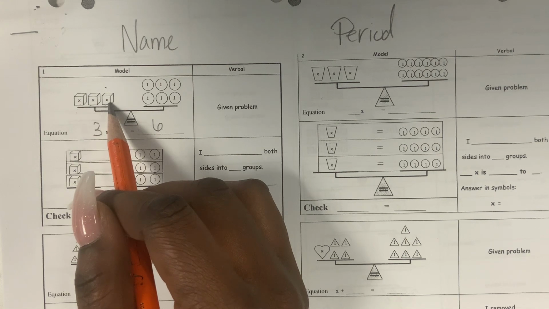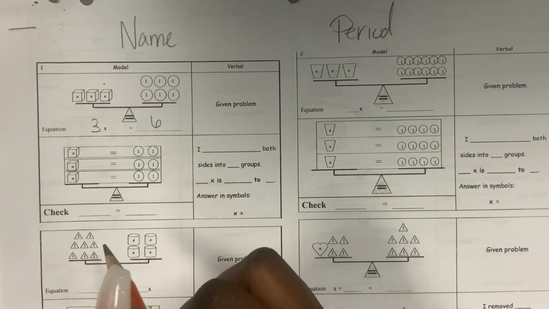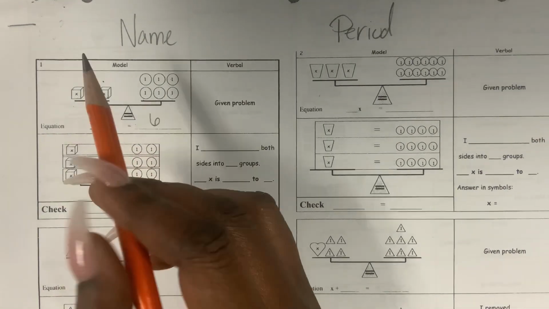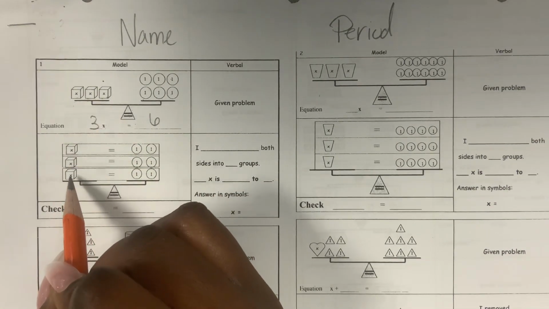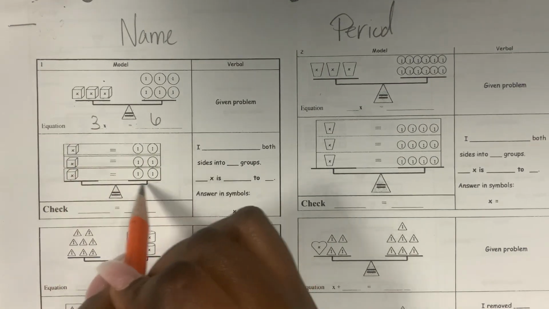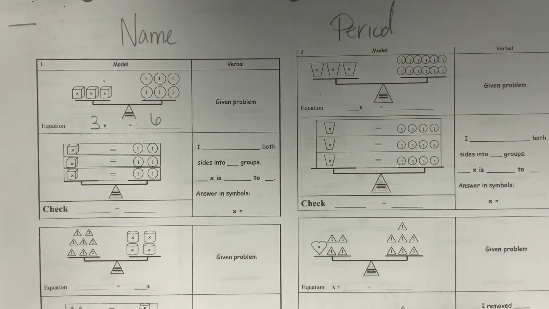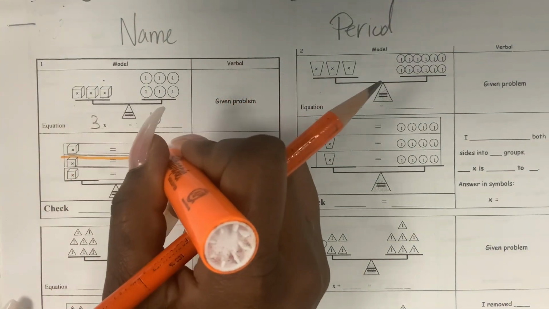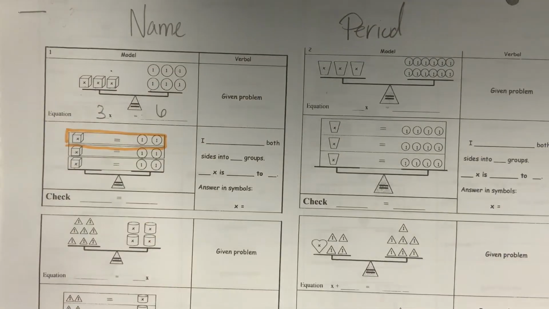Isolate means to get it by itself, kind of like an island. An island is all by itself. It is isolated. So we're going to isolate this variable by dividing, just like we did in the last video. We have 3 x's, so we're going to divide them into 3 different groups. And once we do that, we find out that 1x is equal to 2 ones.